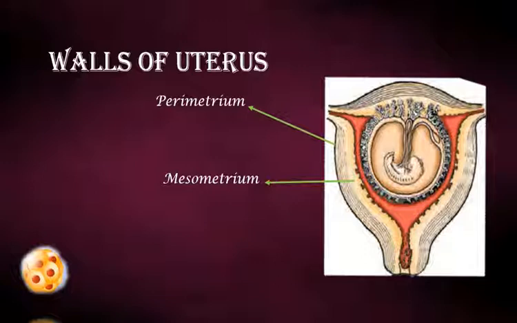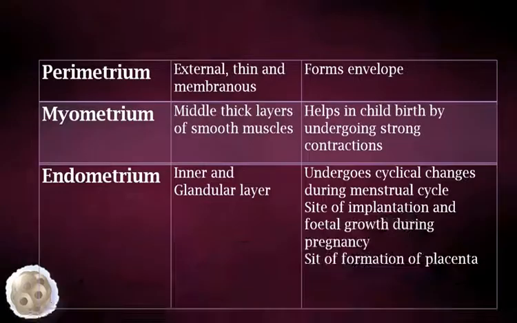The innermost layer is the endometrium. This is a glandular layer that undergoes changes during the menstrual cycle. We'll be doing this in the next video. It is the site of implantation and fetal growth during pregnancy. Placenta is also formed here in the endometrium. Now, this is a comparative study of the three walls of the uterus.